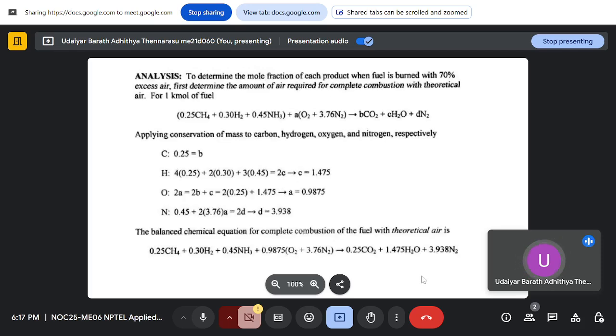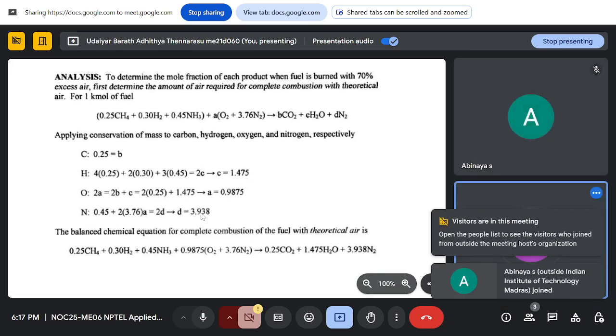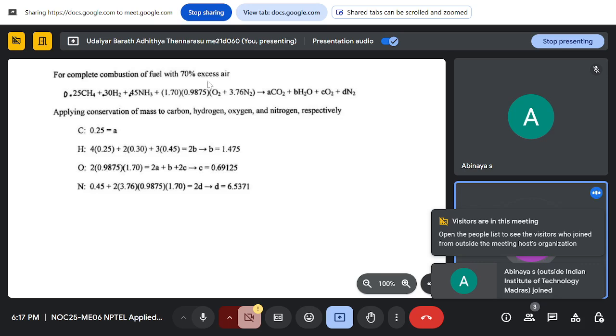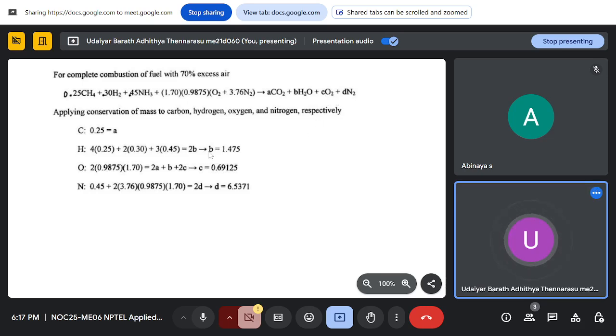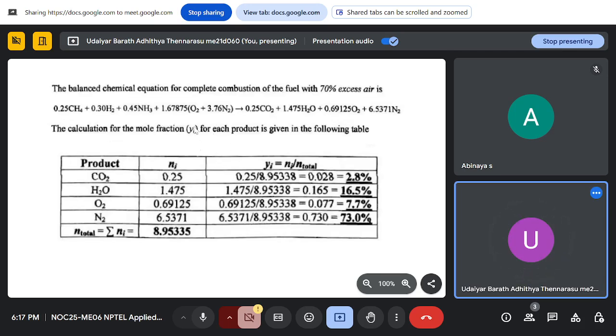So that is the only change. If you see nitrogen here, we were getting 3.938. Because we are using 70% excess air, the only thing that changes will be the moles of oxygen and nitrogen, and this is how the expression will look for 70% excess air.